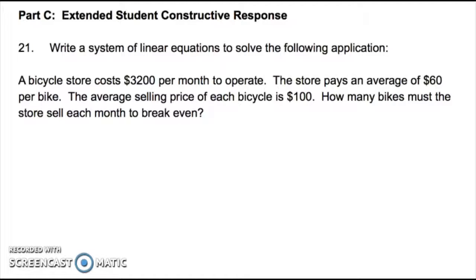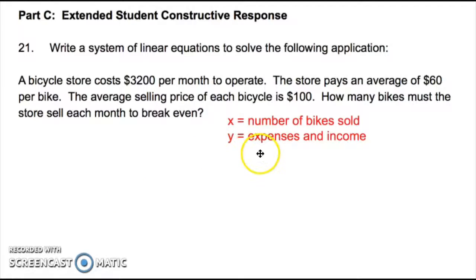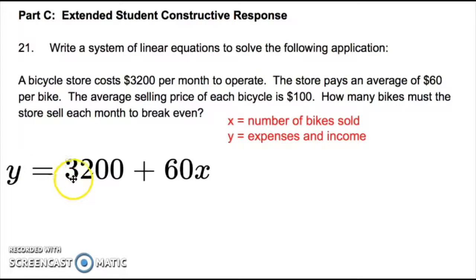So we got to set up x and y first. Let's let x be the number of bikes sold. Y is going to equal the expenses and the income. The first equation is going to be expenses. My expenses are the $3,200 per month and the $60 per bike that the store pays. So putting that together, I'm going to have y equals the $3,200 plus $60 per bike, which is x. So y equals 3,200 plus 60x. My second equation is going to be my income. That'll be y equals 100x because each bike is $100.